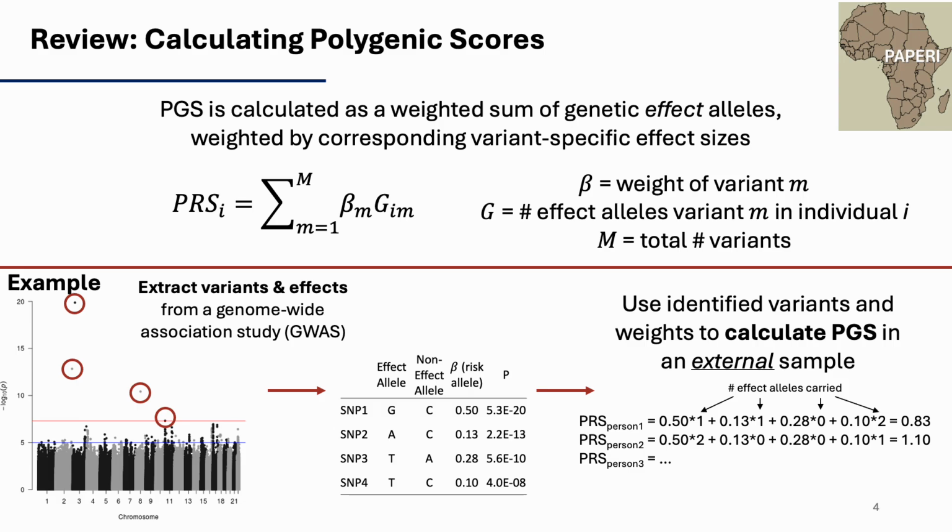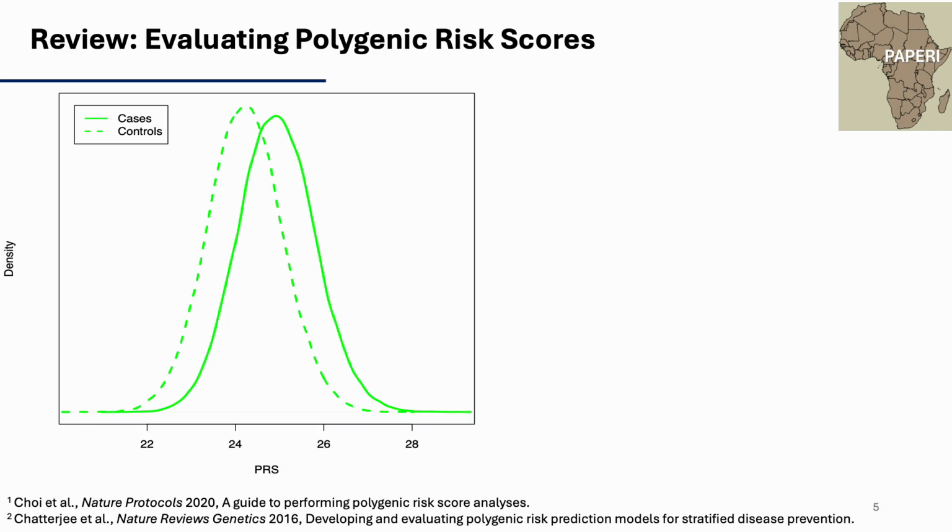Once we have these polygenic risk scores calculated for all of the individuals in our data set, we can plot the distribution of the PRS in cases, as shown by the solid line here, and in controls, as shown by the dotted line here. And you can see that our PRS is doing well because the distribution of the PRS is a little bit higher in cases than it is in controls.